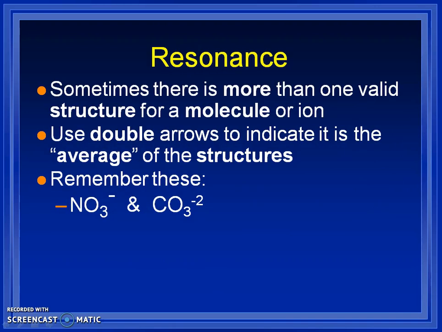So what is resonance? Again, I suggest you pause, fill in the blanks, and then play to hear my words. Sometimes there is more than one valid structure for a molecule, and we are going to draw double arrows between those structures to indicate that there's an average of those structures. So in other words, and it really is based off of those double bonds. So remember, we already talked about these two polyatomic ions, the nitrate and the carbonate.